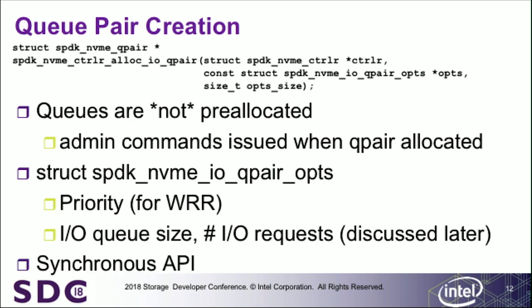So this API is also synchronous. Again, this is another one that we're working to make asynchronous. I think, again, when you hot insert a device, having the attach be asynchronous is great, but you're going to want to turn right around and start allocating I/O queues on it as well, and so you're going to want that to be asynchronous.